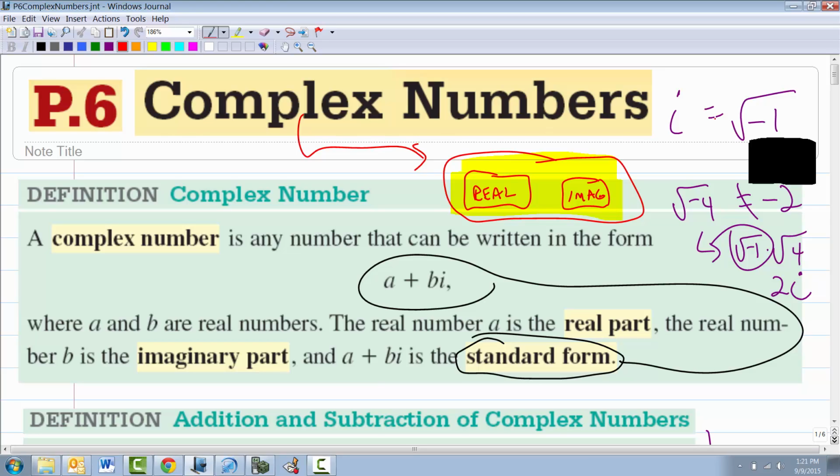Now, I will tell you kind of where it comes from. You can Google this. I don't really know, but I know that somebody back in the day said, all right, well, first of all, the problem is there is no answer for this: square root of -4. What times itself equals -4? Well, not -2, because what's -2 times -2? 4. So there is not an answer for this question.